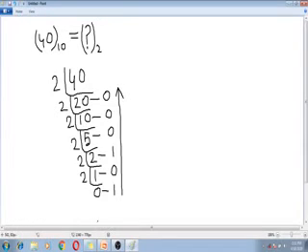So the final result will be written like this: 1, the last one written first, so 1, then 0, then again 1, then 0, 0, 0. This is the answer.